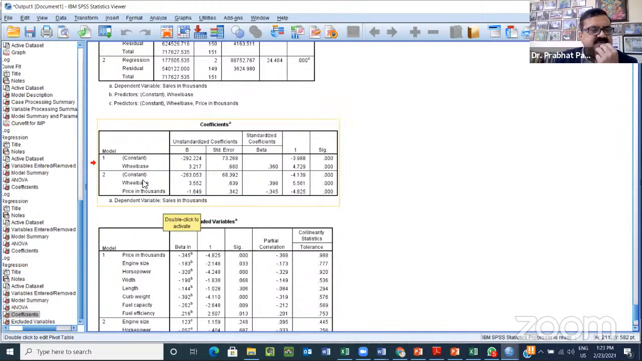If you look at the second model, there are two factors that have emerged. One is the wheelbase, which is significant, and the other is the price in 1,000, which is also significant. This means we now have the right conclusion: wheelbase means people are looking for a bigger car, and price means people are looking for a cheaper car. So the result for the market is that the bigger and cheaper car is going to sell more. That's what the result is in this equation.